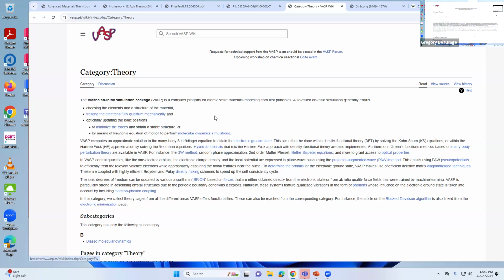And then he's got another. You can also minimize the forces to obtain a stable structure. So there's two ways that he does it. The first one's kind of like the Monte Carlo thing, and the second is basically molecular dynamics simulation. So VASP includes all that. You put your stuff in and it does it, basically. But I think VASP is going to cost you like 200 grand.